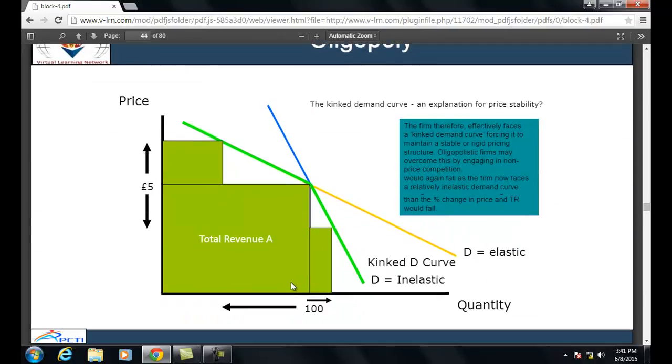and this is the kinked demand curve. I have already explained this curve. The firm therefore effectively faces a kinked demand curve, forcing it to maintain a stable or rigid pricing structure. Oligopolist firms may overcome this by engaging in non-price competition. Again, if the firm now faces a relatively inelastic demand curve, then the percentage change in price would exceed the change in quantity, and total revenue would fall.